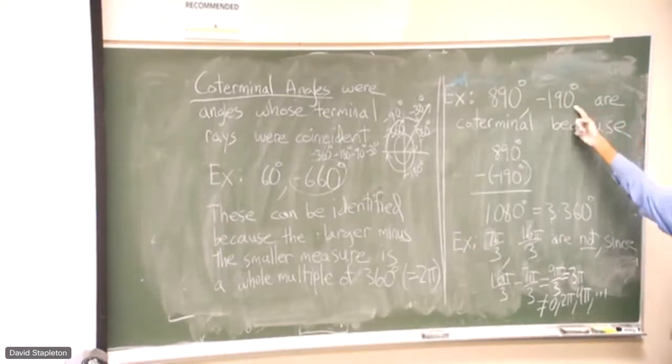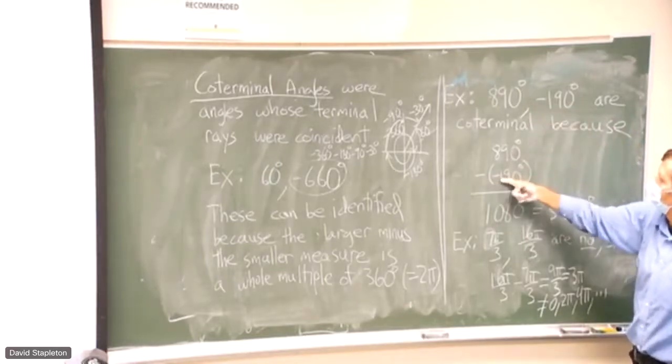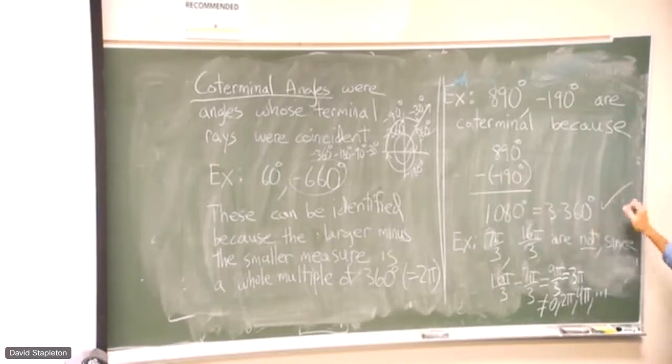But here's these two, 890 and minus 190. So I take 890 minus the other angle, gives 1080. Sure enough, that's 3 times 360. So yes, they're coterminal. If I drew a picture like that, I'd see it, but I don't have to draw the picture. I can just subtract them and see if it's a multiple of 360.